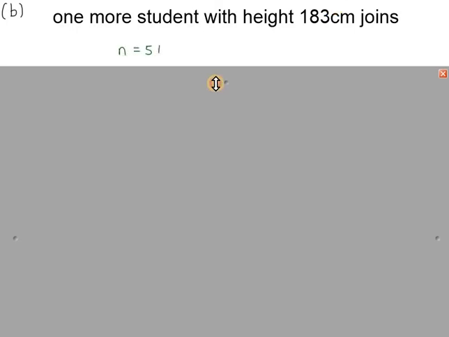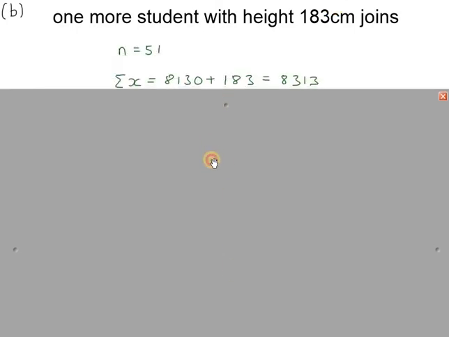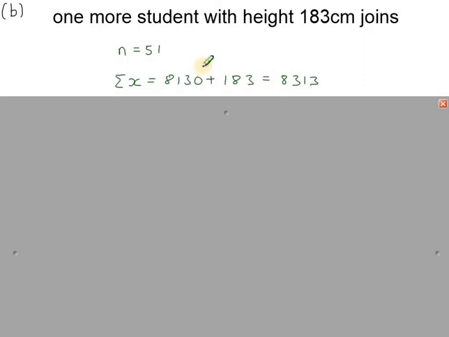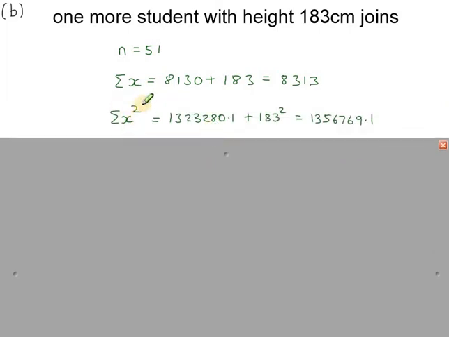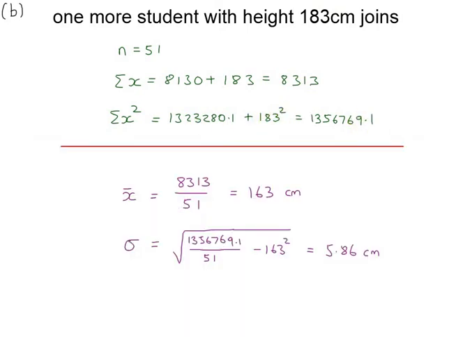In part B, one more student with a height of 183 centimeters joins the combined group. So now we have 51 students. The sum of all the heights of the students, that's what we had before, plus this new one. And then the sum of the heights squared, we had that value from before. If we take this value now, square it, and then we add them together, and then we put everything into our formulae for the mean and the standard deviation.